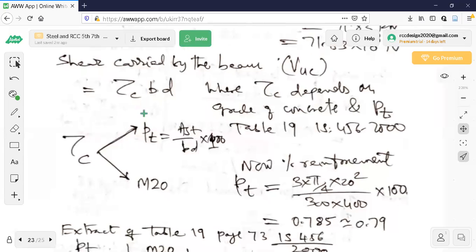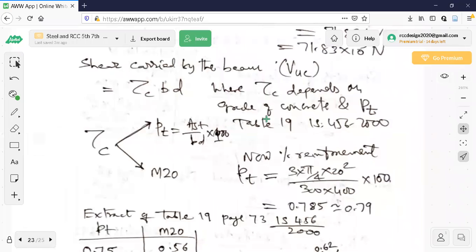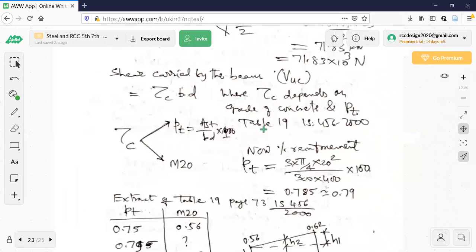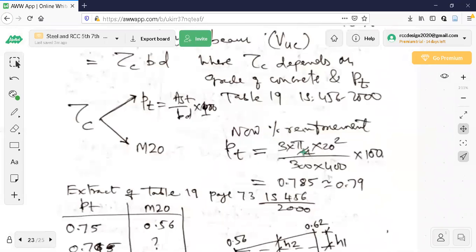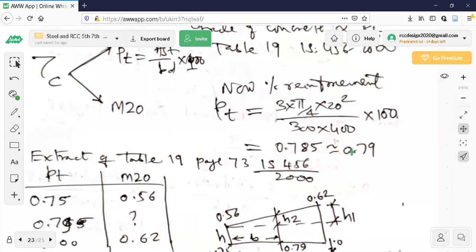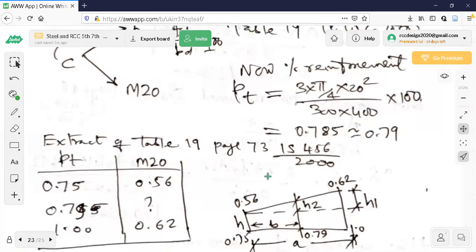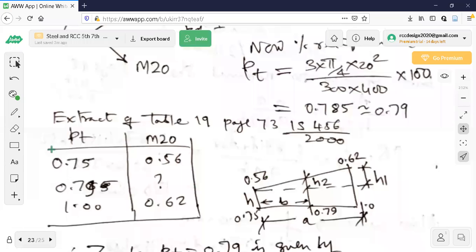Tau c I'll calculate first. B and D I already know, I know the values of these two. So PT. You cannot use 926 something there because that is for calculation of AST. Now actual AST is 3 bars of 20 mm diameter. So 3 into pi by 4, 20 square, that is AST divided by B into D into 100. So I got it as 0.785. Nearly it is 0.79 I have taken. So 0.79 is this.